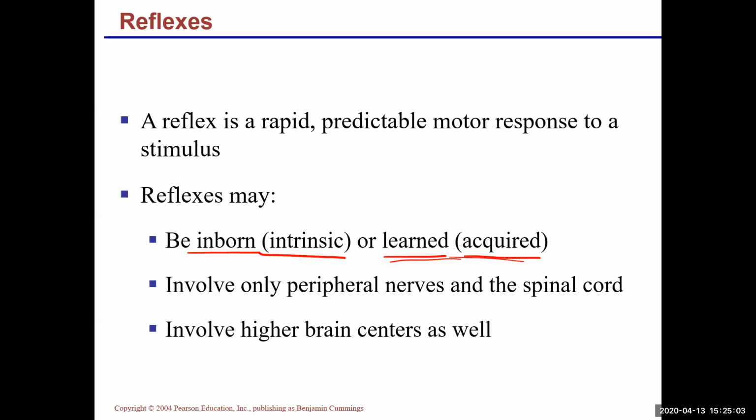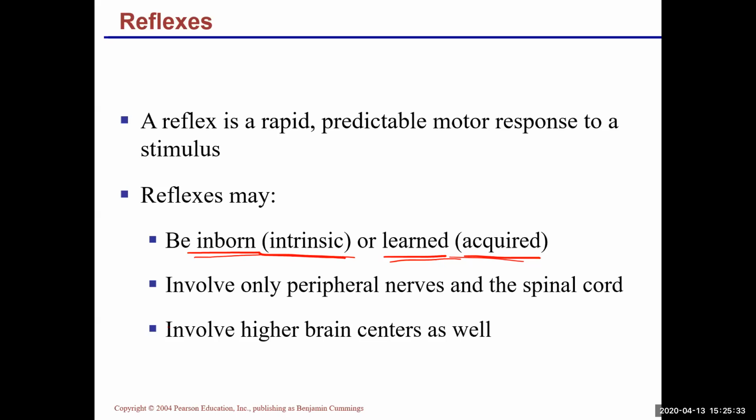As far as inborn or intrinsic goes, you're born with it. If you touch a pot that is super hot, you let go right away. You didn't need to have experience regarding that. It happens automatically. So intrinsic means we are born with it. Again, it involves only the peripheral nervous system and the spinal cord, or it could involve the higher brain function as well.